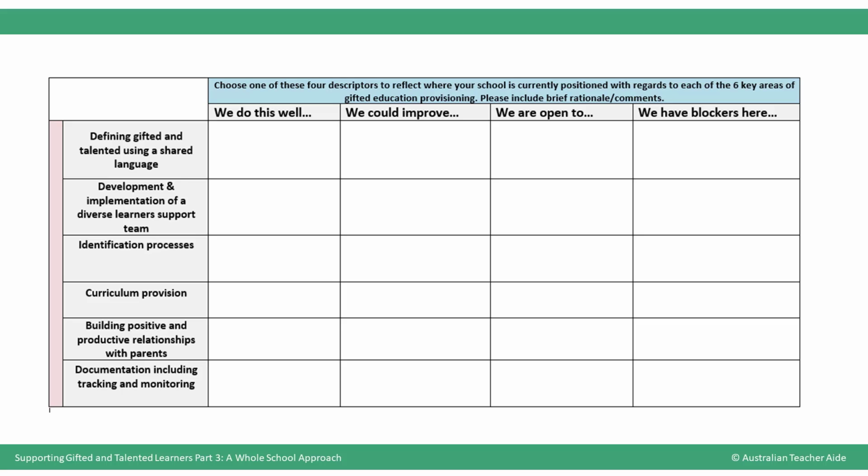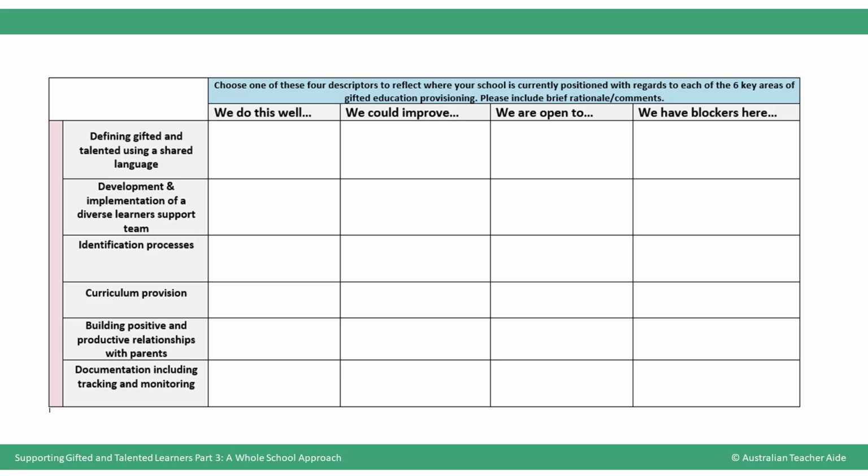What we're going to do today, and again, just factoring in your immediate thinking and where you are with what you know about your school's journey and where your school is now, we're going to focus on 3 key provocations or statements. They are: where is your school positioned in terms of defining giftedness and talent? Where is your school in relation to identification processes? And where is your school in relation to building positive and productive relationships with parents? We're not going to do all 6 of the key areas. We're just going to look at 3 of them. And we're going to do this through the poll.